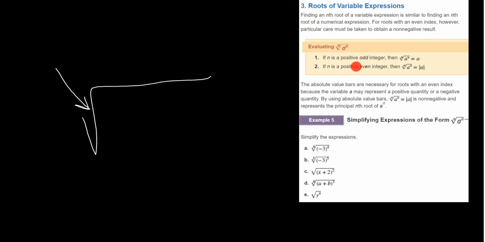If n is a positive even integer, right? Again, the n's match. If n is even, as well as the exponent inside, then we take the absolute value of a.